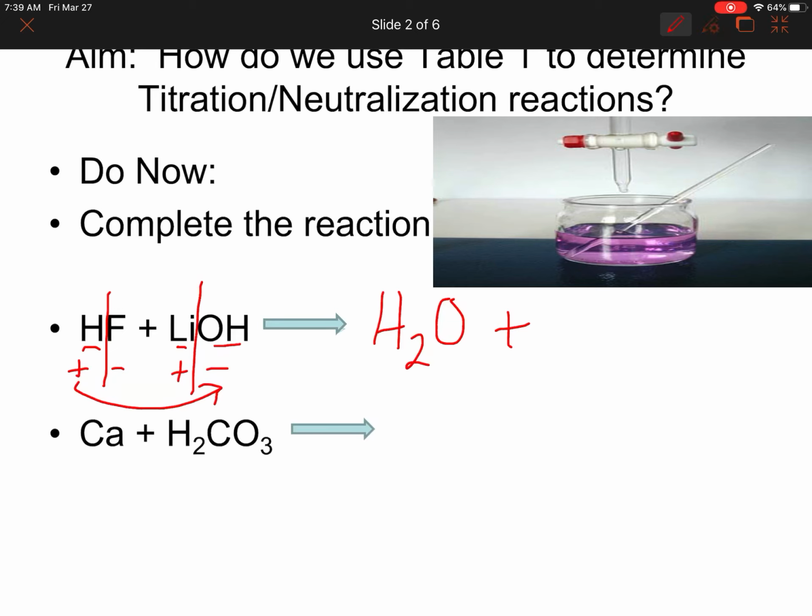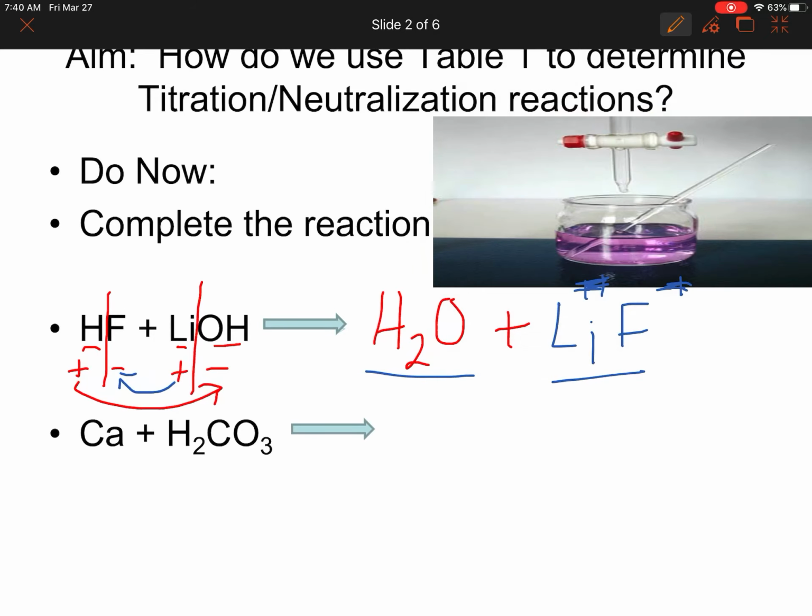Okay? Now you have over here, again, positive with the negative. Li with F. By the way, if you look at the charge, Li is +1, F is -1. So what do they do together? They just cancel out. And that's your answer there. Salt and water. Okay. Double replacement reaction.